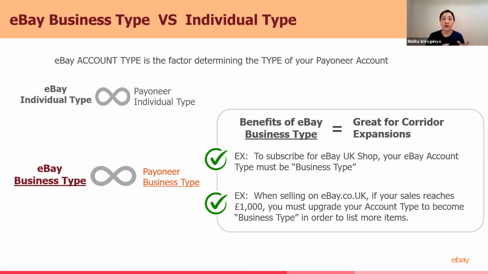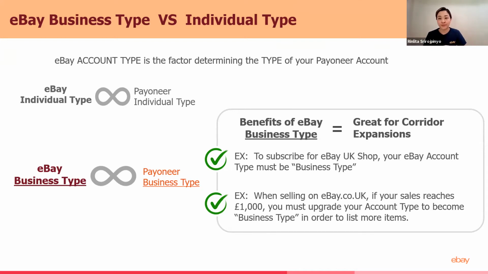I would like to highlight a few benefits of the business type account for your understanding. The business account type on eBay will be very good if you plan to do corridor expansion, or basically selling to sites that are not just US, not just .com. For example, if you plan to sell on ebay.co.uk or ebay.com.au or other sites such as the France or the Espanol sites, those will require your account to become business type so that you can link a store or subscribe for the eBay stores on those sites.